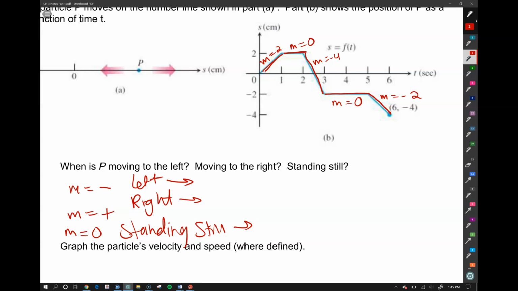So let's think. When am I moving to the right? Do you want to try this out first, or go over it together? I'll give you 5 seconds. Try to figure it out.